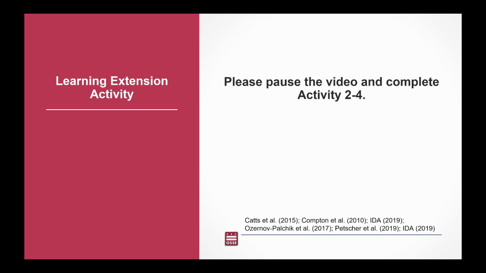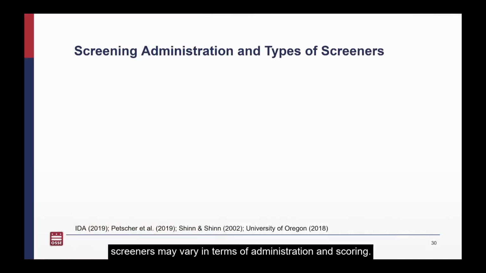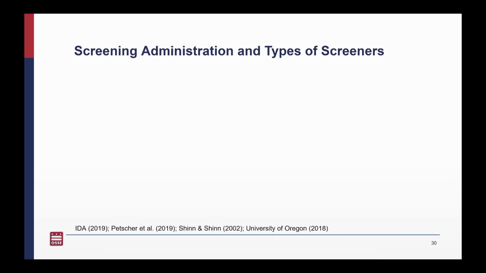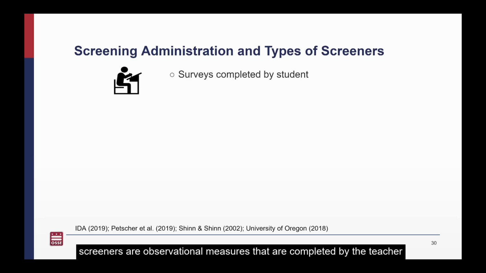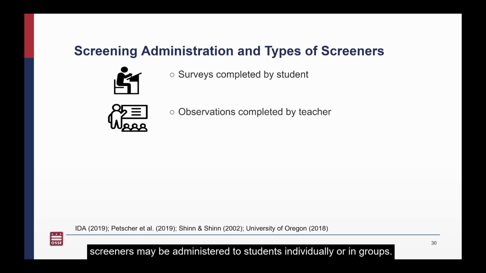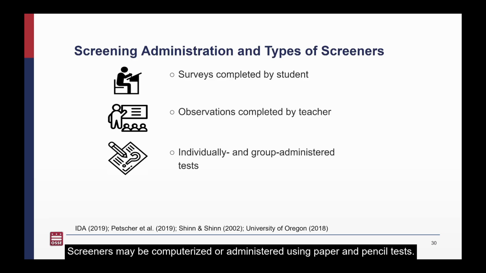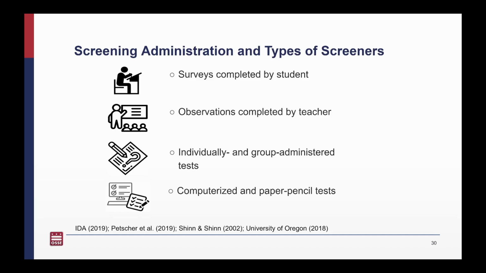Screeners may vary in terms of administration and scoring. For example, some useful screeners are completed by the student, and other screeners are observational measures that are completed by the teacher. Screeners may be administered to students individually or in groups. Screeners may be computerized or administered using paper and pencil tests.